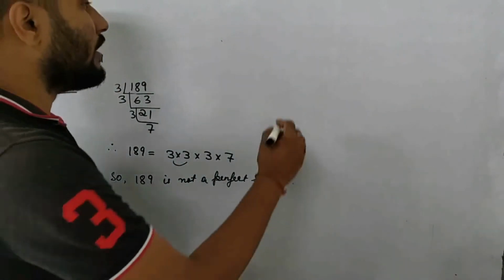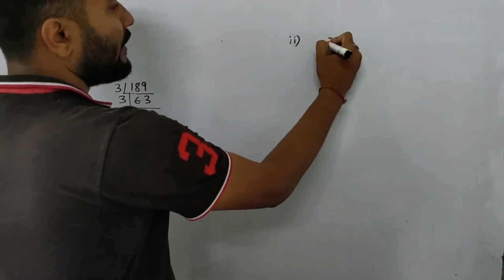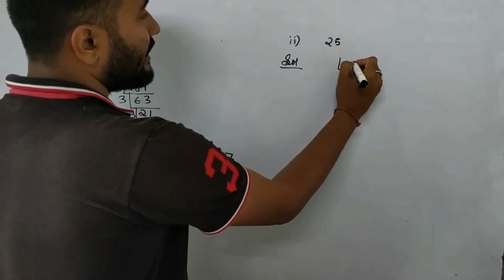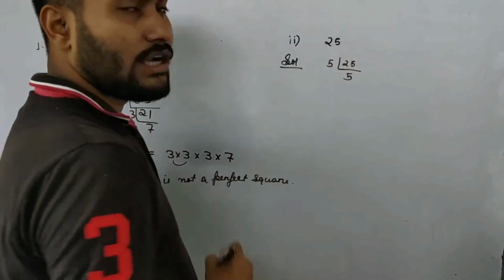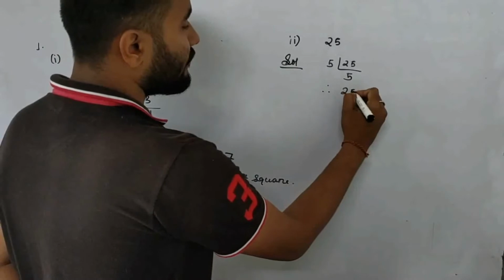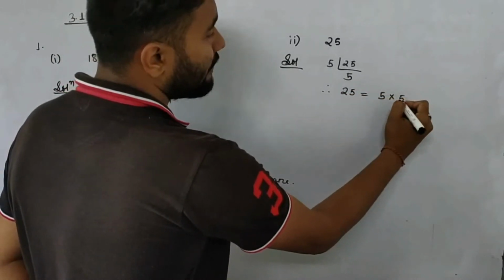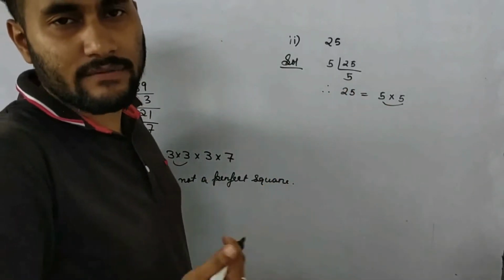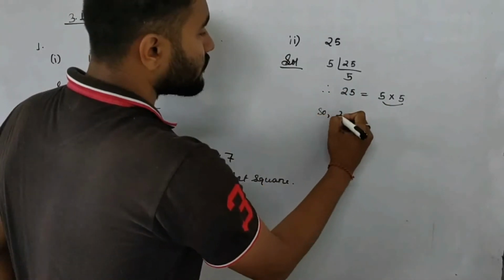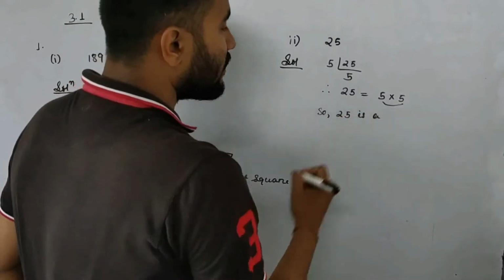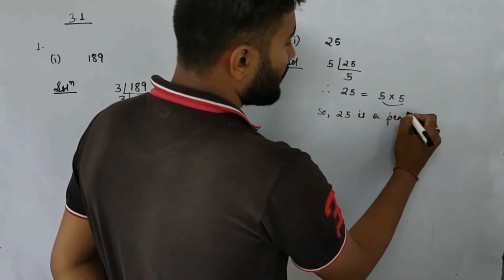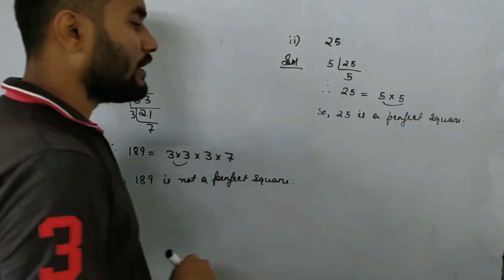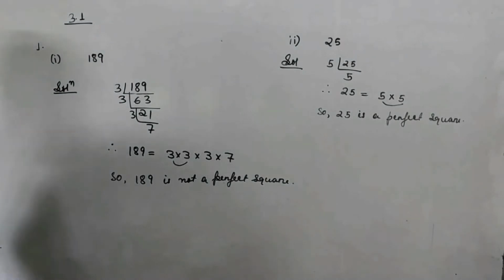Now 25 is very simple. Nothing to do in 25, right? 5 fives are 25. So 25 is equal to 5 into 5. Done. It is in a pair. We know 25 is a perfect square. 5 fives are 25. So 25 is a perfect square. Done. Finished. Next.